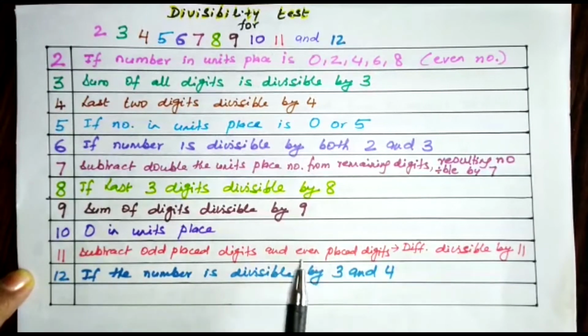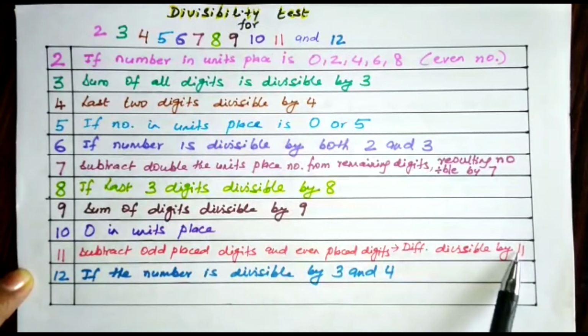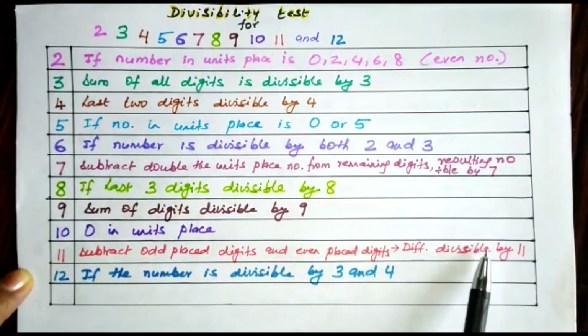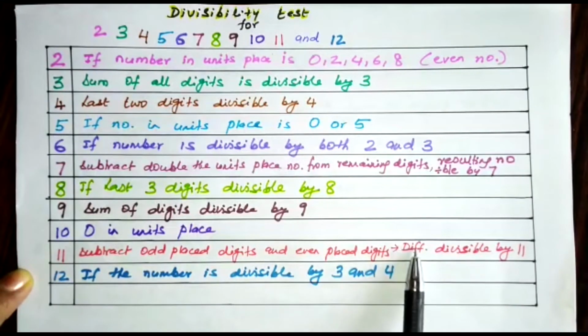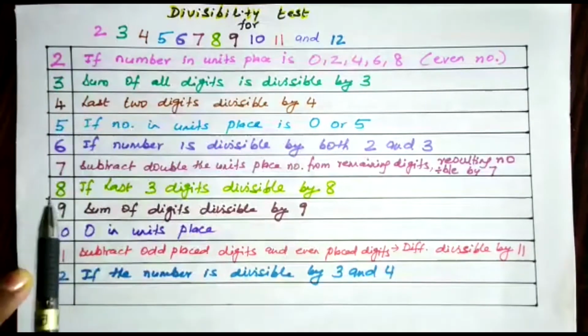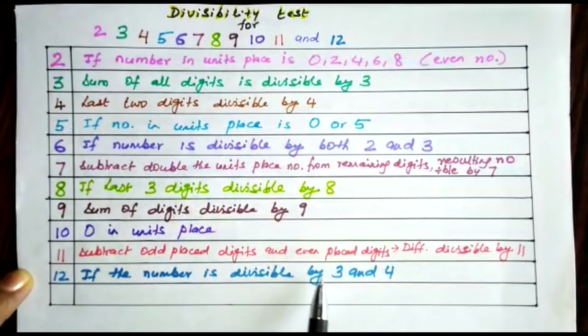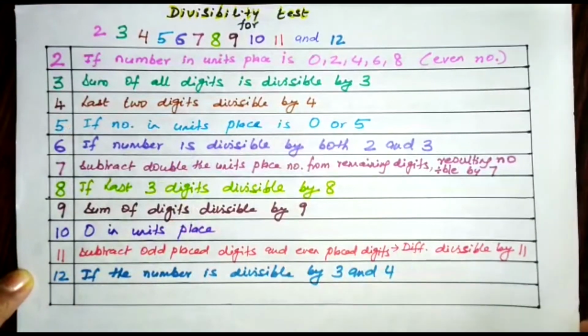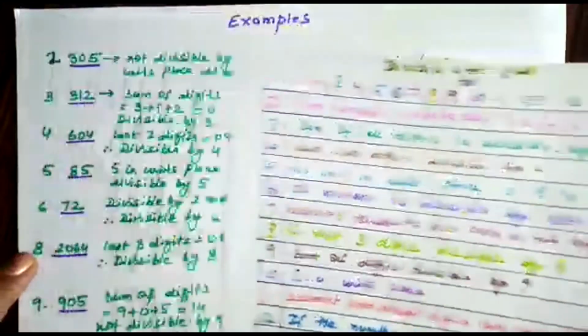For checking divisibility by 11, we have to subtract odd place digits and even place digits. That is, we have to find the difference of odd place digits and even place digits. If the difference is divisible by 11, then the number is divisible by 11. Or if the difference comes 0 also, then it will be divisible by 11. For 12, if the number is divisible by both 3 and 4, then the number is divisible by 12. Now let's do some examples.